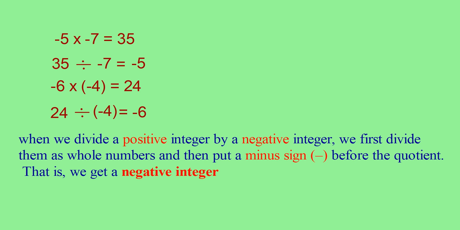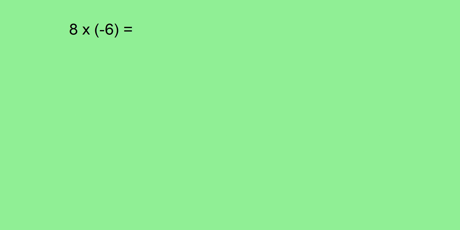What is 8 into negative 6? Here it is positive, here it is negative. So different sign multiplication, the product sign will be negative. So you get negative 48. Now what is negative 48 divided by negative 6 then? 8 into negative 6, you are getting negative 48. Therefore negative 48 divided by negative 6, you will get 8 as answer.